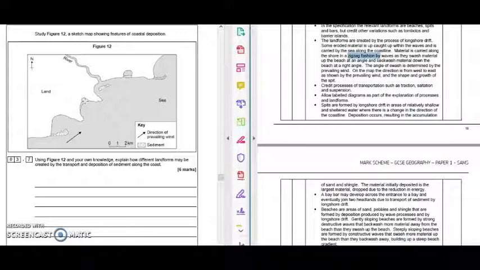Because they have a strong swash, yes, but they've still got a lot of energy, so their backwash is still going to be even stronger. It's going to make it quite narrow, and it's going to have the force to carry shingle onto and indeed off the beach. So as long as we reference some of those points, that'll be fine.